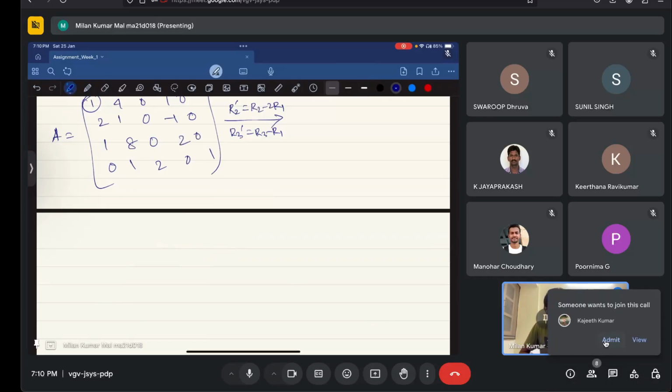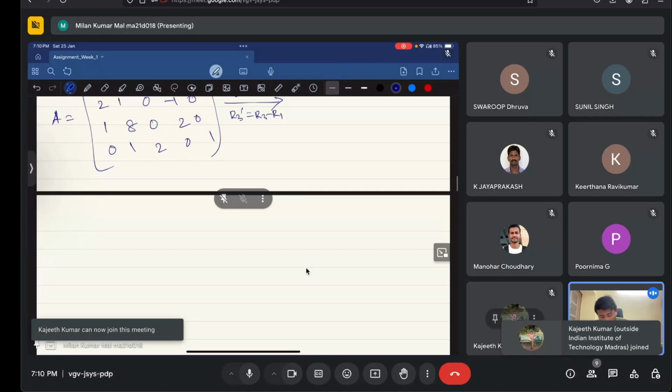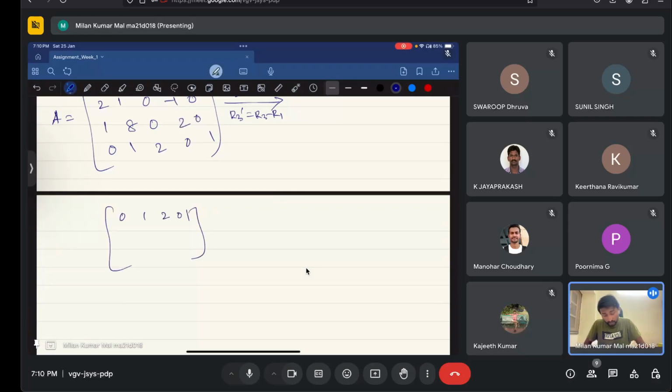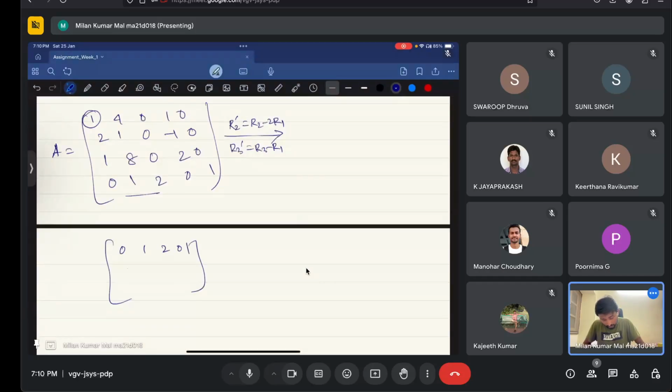For example, we have a matrix A, given this way. I'm writing the last row first, and it is as it is: 1 8 0 2 0 and so on. I think I missed something, yes, 2 1. I just interchanged some of them. But my point is that if the first entry of the first row is 0, but the entry below it is non-zero, then interchange with that row to get the non-zero entry at the first place. Is it clear? I hope it is clear.